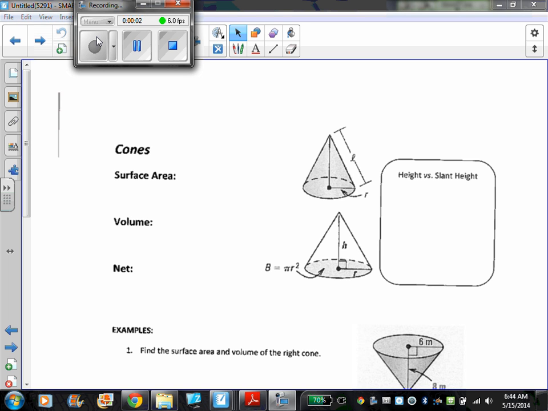Hello everybody and welcome to the video on cones. We're going to be talking about surface area and volume for these cones today. So let's get started and then we'll go into the examples.